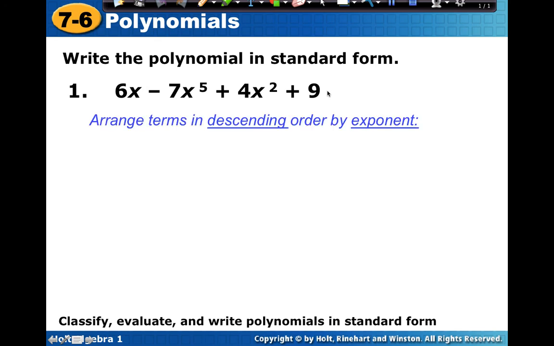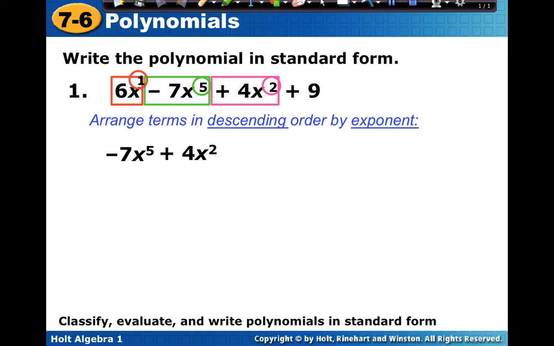So 5 would be the biggest exponent. So that's going to come first. And we're going to take whatever sign is in front of the number with it. So our first one's going to be negative 7x to the 5th. Then we're going to have 4x squared because the 2 is our next highest exponent. So we're going to say plus 4x squared. And then we have an exponent of 1 here if nothing's there. So we're going to say plus 6x to the first, or just 6x. And we're going to say plus because that 6x is positive. And then finally plus 9 because it doesn't have an x, so it does not have an exponent.